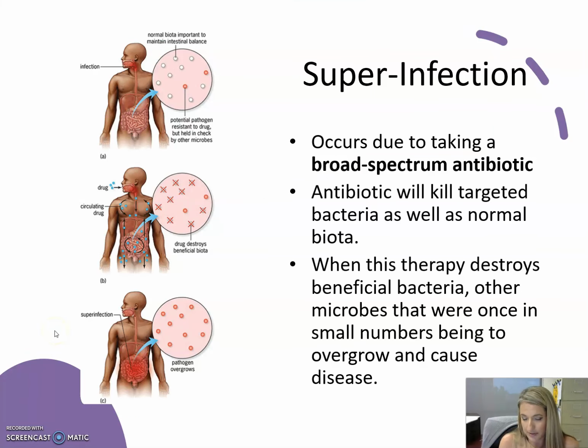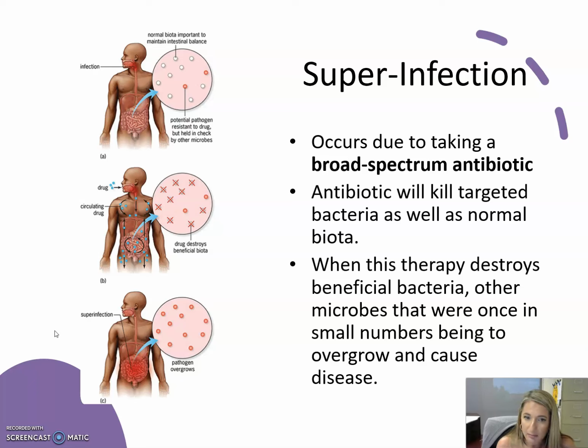So one potential negative side effect of taking a broad-spectrum antibiotic is that they could potentially cause a superinfection. A superinfection is a secondary infection that happens after taking a broad-spectrum antibiotic. So let's say you go on a broad-spectrum antibiotic because you have some type of infection, ear infection, UTI, whatever. You take that broad-spectrum antibiotic and it's going to get rid of whatever is causing your infection, so that's good.